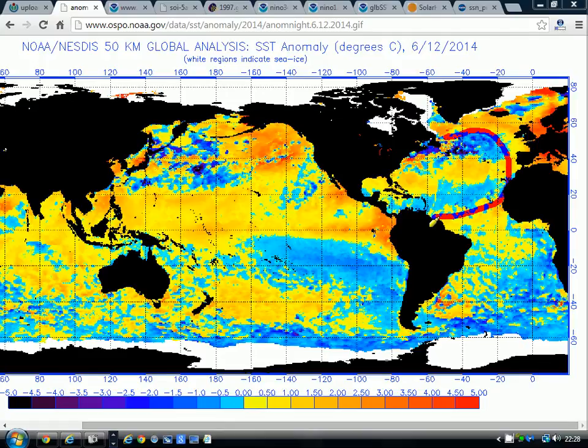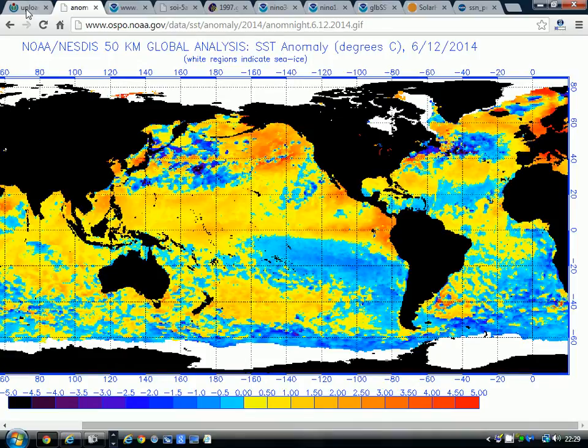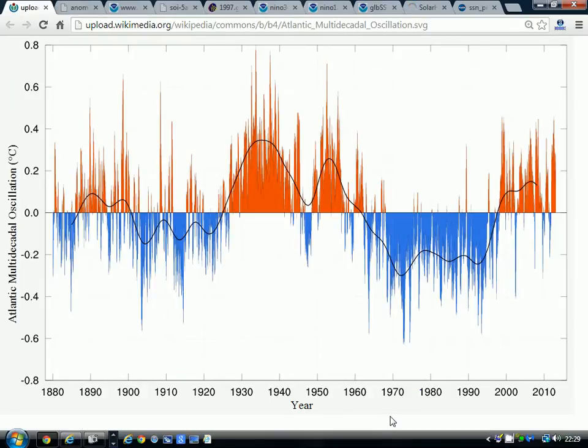I'll show you some lists of years in a moment. Pretty cold in comparison to where we are in the warm AMO. It's not cold compared to if we were in the cold AMO, it wouldn't be that noteworthy, but for where we are in the middle of the warm AMO, quite unusual to have the Atlantic as cold as it is at the moment.